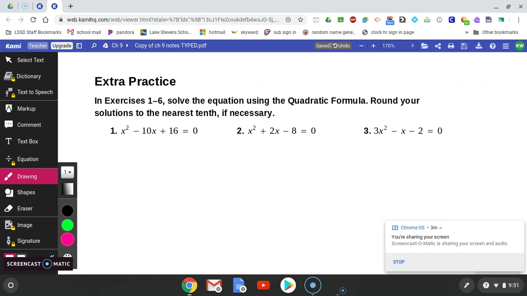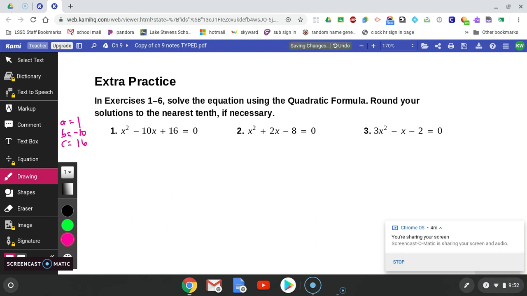All right, so we're going to start solving by using the quadratic formula. It says to round your answers to the nearest tenth if necessary. So we want to start by identifying what a, b, and c are. We've spent a lot of time practicing this. So my a term is the number in front of my x squared, which is 1. My b term is the number in front of my x term, which is negative 10. And my c term is the number by itself, which is 16.